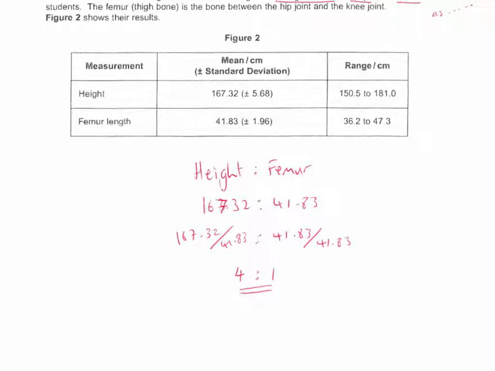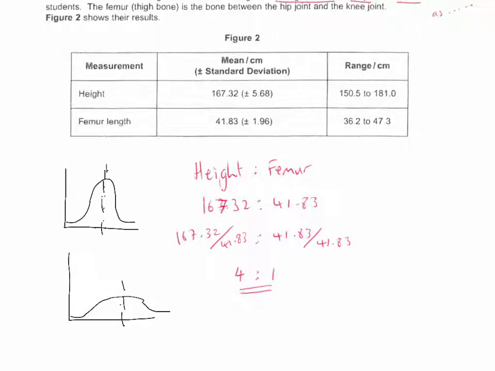You do sometimes get questions asking what's the difference between standard deviation and range? Range is simply the lowest to highest number. So the smallest height in this sample is 150.5, and the tallest girl in this sample was 181 centimetres. Standard deviation shows the spread around the mean, so that's another mark point. And this shows how distributed the data is.